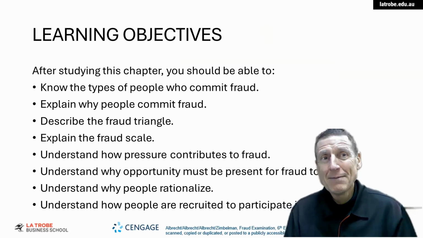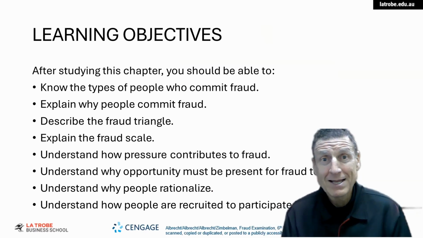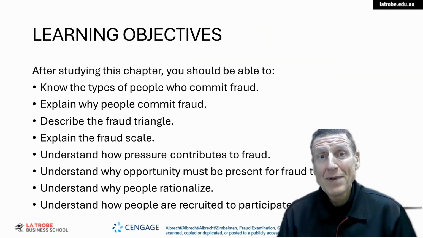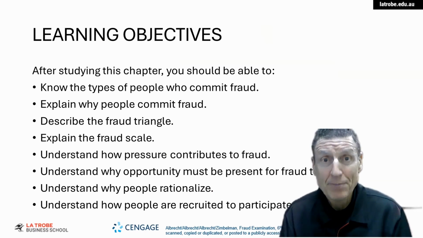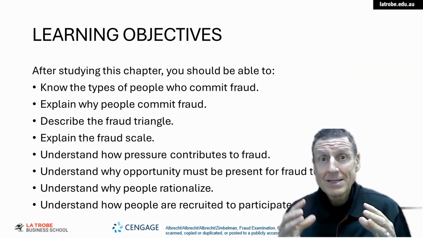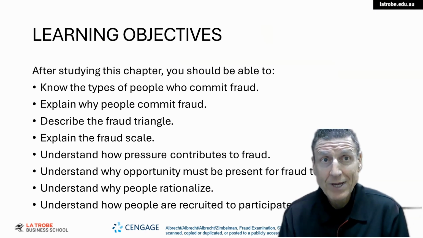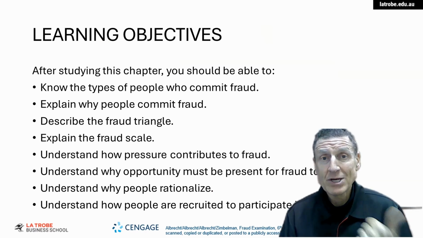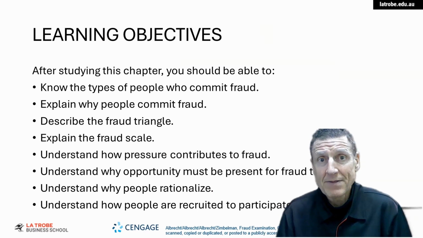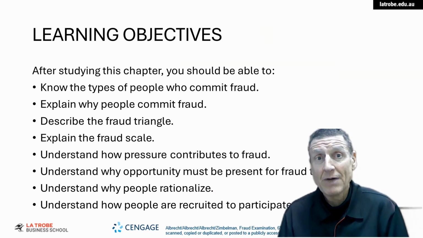So there are some of these learning objectives that are more important than others. Let me go through them and point them out to you. We will have a better understanding of the types of people who commit fraud, understand why people commit fraud, but essentially most of this week we're looking at the fraud triangle. That is the opportunity, the rationalization, and the pressure to commit fraud. And I want to teach you about the fraud scale, which is a derivation of the fraud triangle.